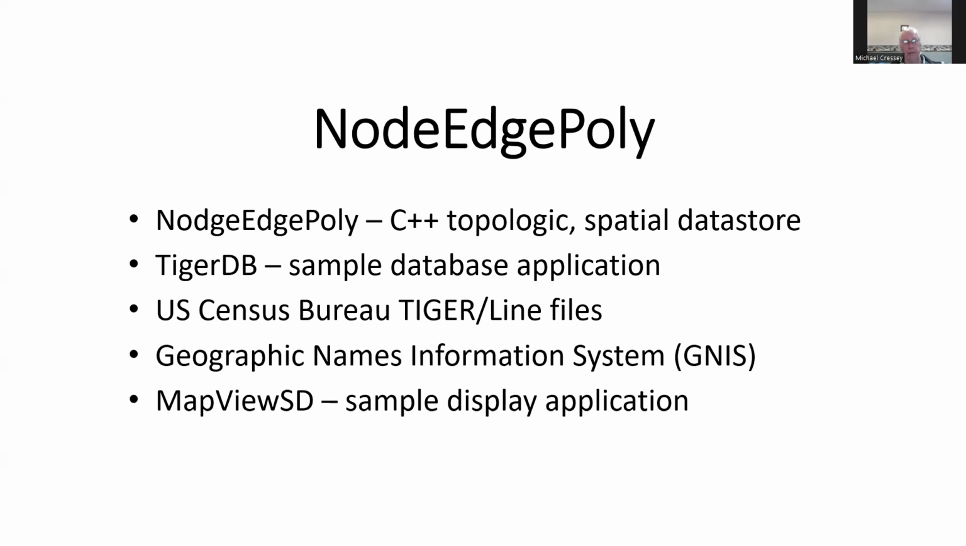For data in this system, I'm going to use the US Census Bureau Tiger line files. Now, I use these files because they're a rich source of geographic information, and they're topologic by nature. They contain lines, points, and polygons. I'm also going to use the Geographic Names Information System, or GNIS, to show some point data with names in it.